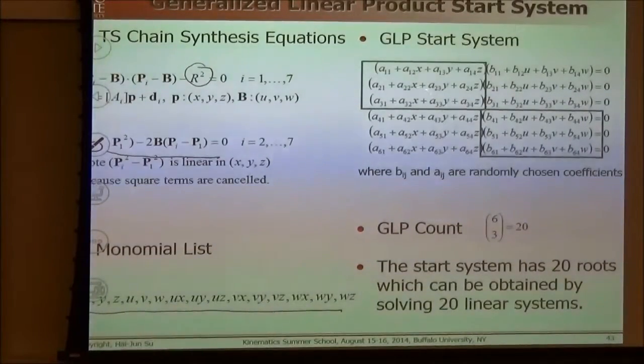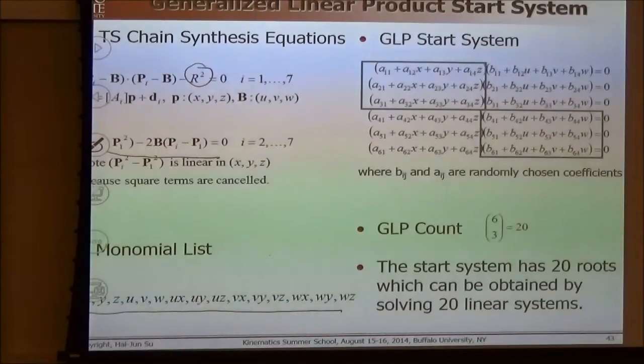So it looks like you have 2 to the power of 6, 64 possible combinations, but not all of them are permissible, meaning you don't get a valid solution to the linear system, a valid solution to the start system. Eventually, from these six equations, you pick three linear factors for x, y, and z, and three linear factors for u, v and w. So 6 choose 3 gives you 20 possible combinations.